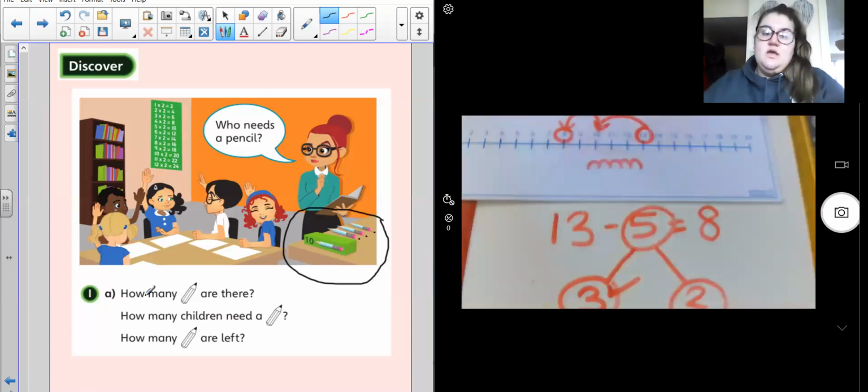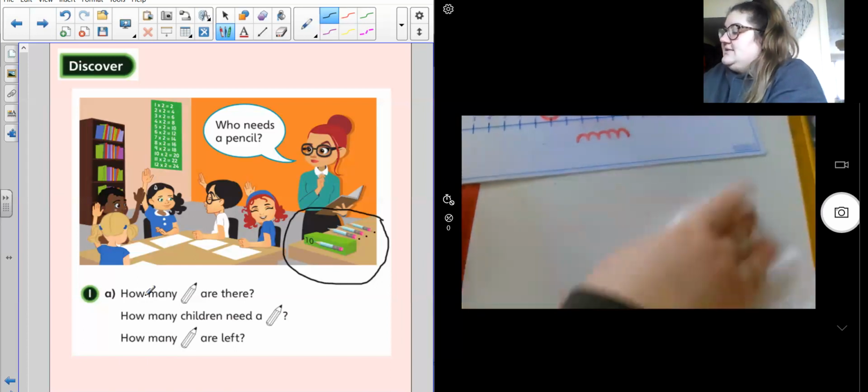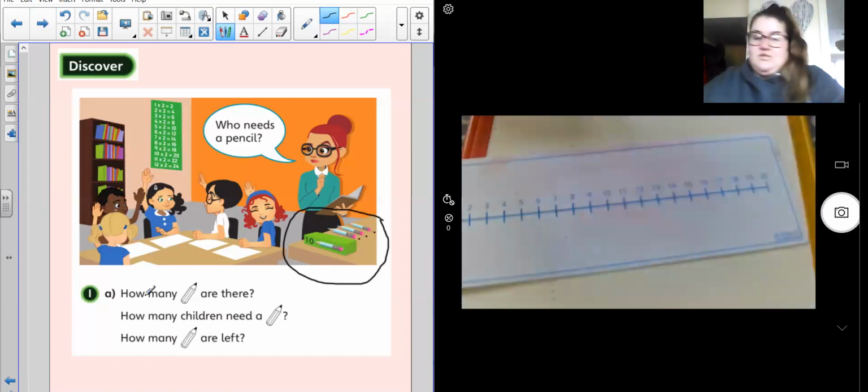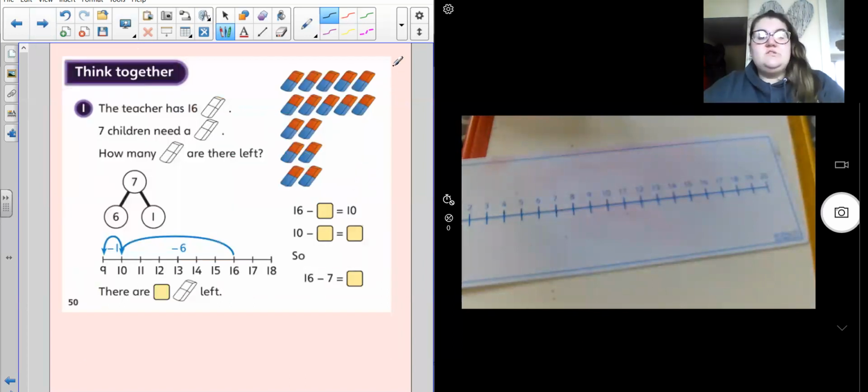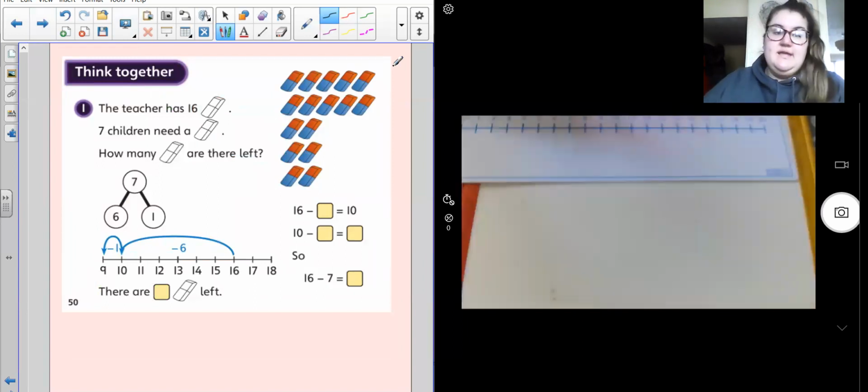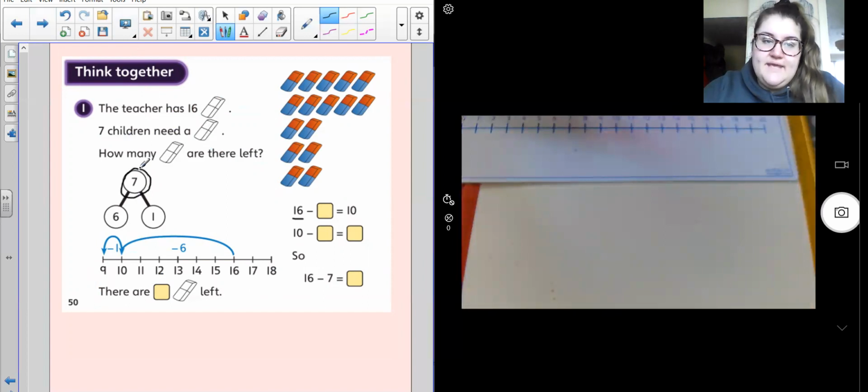So let's have another go at working out like that. So how many pencils are left? We had 13, we took away 5, and we said that we had 8 left. So let's have a look here. The teacher has 16 rubbers, okay? The teacher has 16 rubbers, and it's written there, look. 7 children need a rubber. Now represented here. How many rubbers are there left?